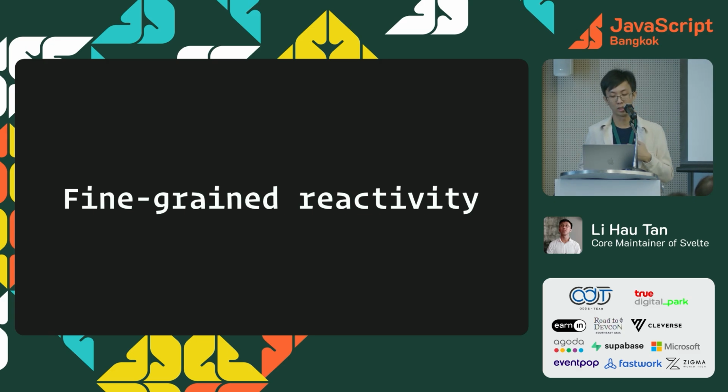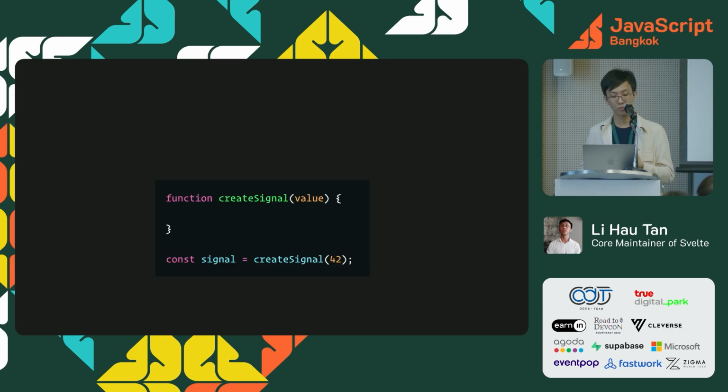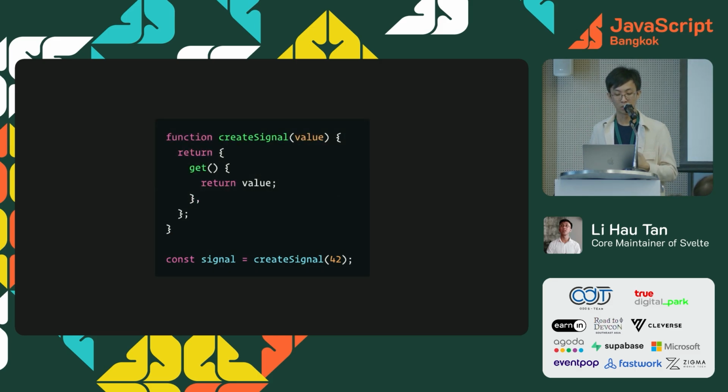So how do we implement this? Well, we're going to use the concept called signals, which separates getting the reference and the actual reading of the value. There are many ways of implementing signals, and one of them is to have the signal implemented like an object with a get method. You can pass the reference, the returned object we call a signal. You can pass the reference of this object anywhere, right?